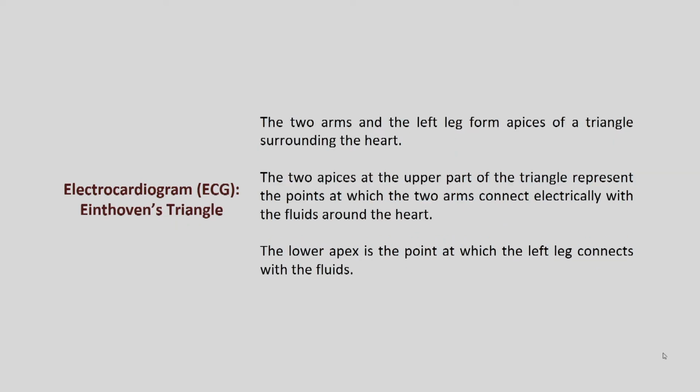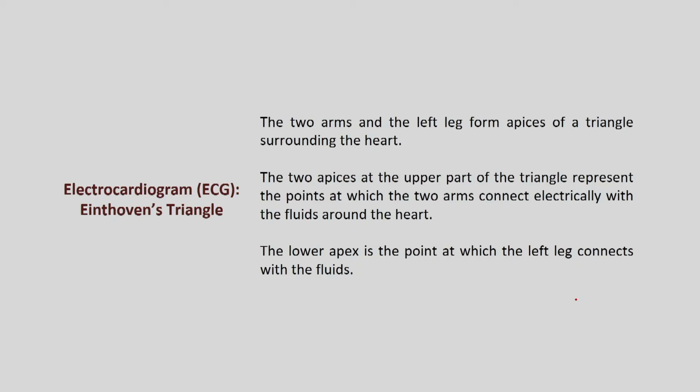Once we place these three leads, what happens? There is a triangle formation. This type of triangle actually forms, and it has a particular terminology: we call this Einthoven's triangle. The two arms and the left leg form the apexes of a triangle which surrounds the heart. So the heart is located here, and there is a triangle around it. This triangle has a very specific nature, so we will understand that.